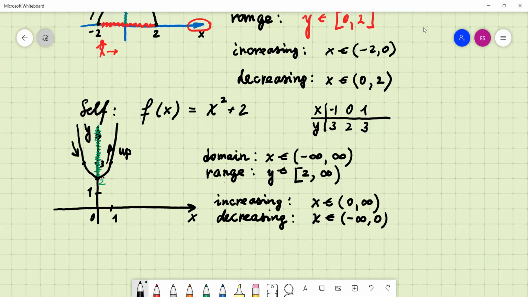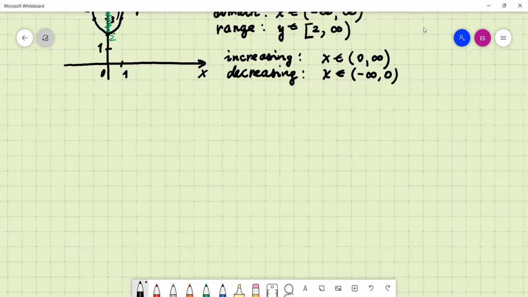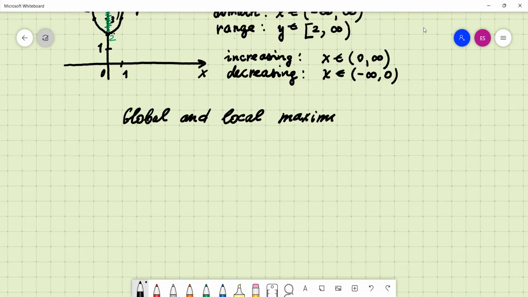Now, guys, one more piece of information we can get from the graph is called a local and global maximum and minimum values. I'll need to first explain what they are and then kind of ask you to do a problem. Global and local maximum and minimum values.